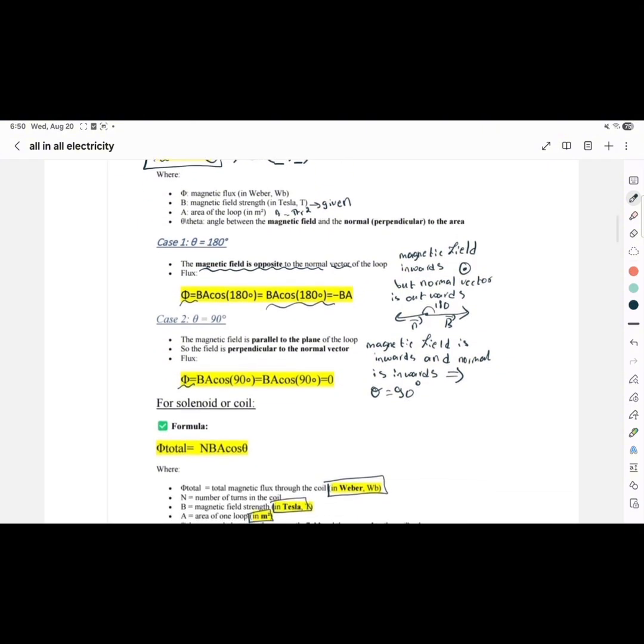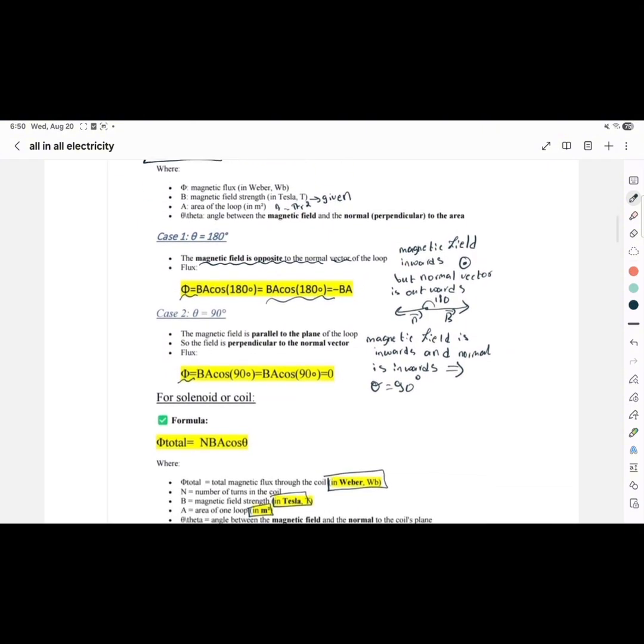And when is it 90 degrees? When the magnetic field is parallel to the plane. So the field is perpendicular to the normal vector. Or they might say that the magnetic field is inwards and the normal vector is also inwards. So the angle between them is 90 degrees.